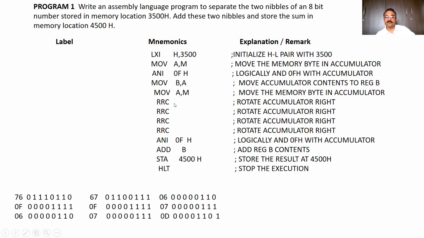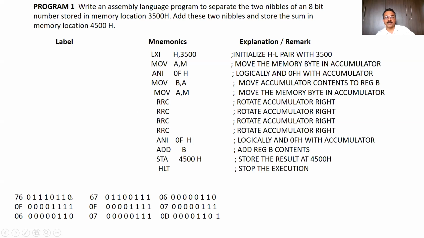And now after this, we use RRC instruction 4 times. This is rotate accumulator right without carry. So what will happen? Now this 76 is your byte. Now why 4 times only RRC? Because we know that each nibble is expressed as a group of 4 bits. So 4 bits you have to rotate. Now when you rotate these 4 bits, what will happen?